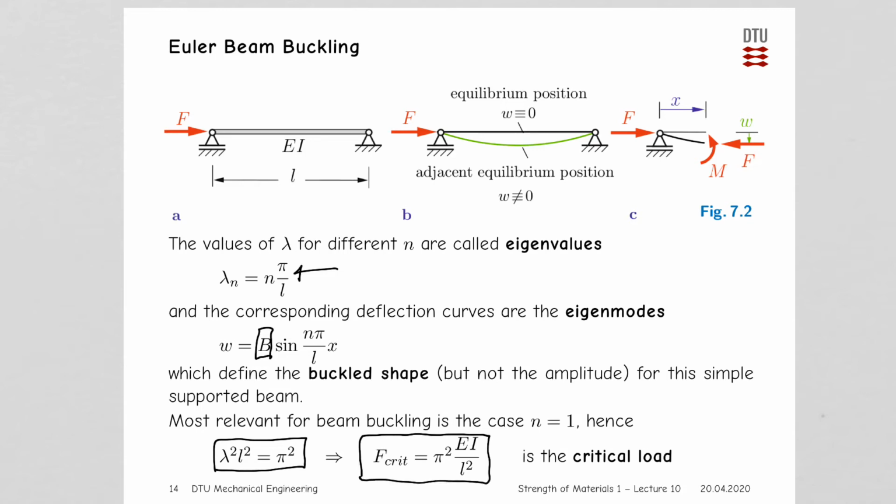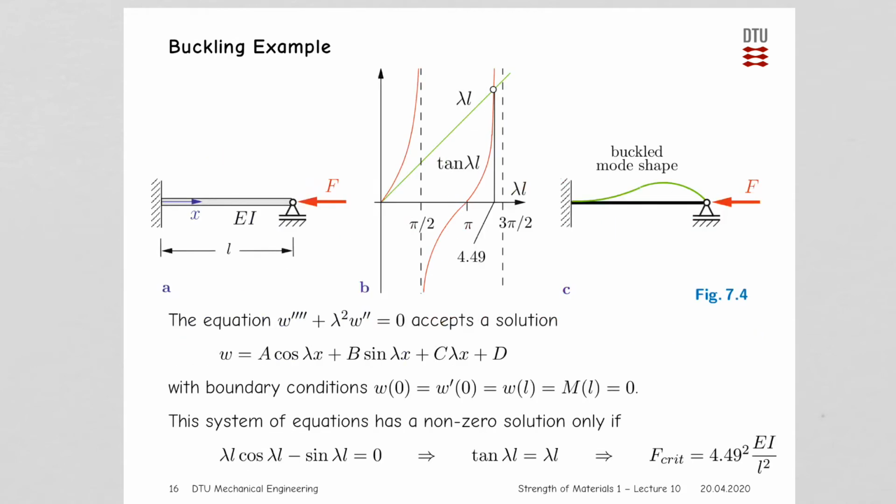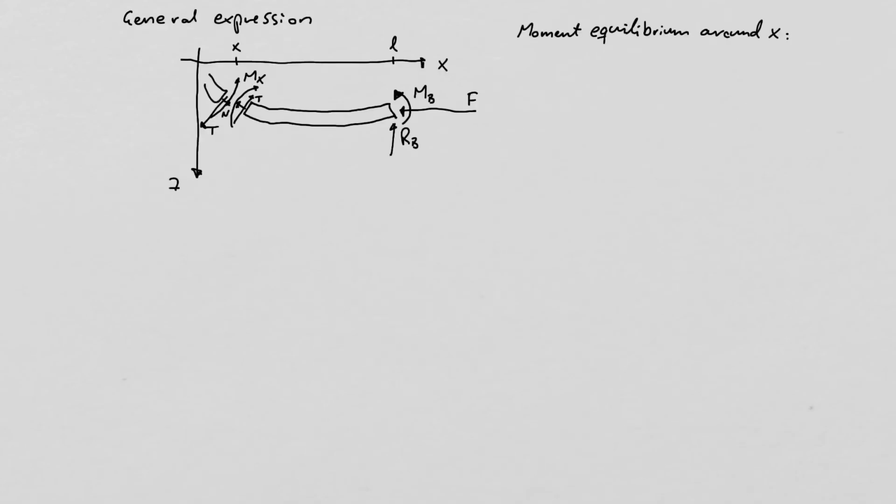These calculations were done for the specific case of a simply supported beam, that is, with simple supports in both ends. Now, if we have other boundary conditions, we need to take a more general approach. As described in the textbook, we have a calculation based on moment equilibrium. I will give a slightly alternative derivation of these equations and how we get to our generic equation that is shown here, which is a fourth order differential equation. So I will just spend a bit of time on doing an alternative derivation.